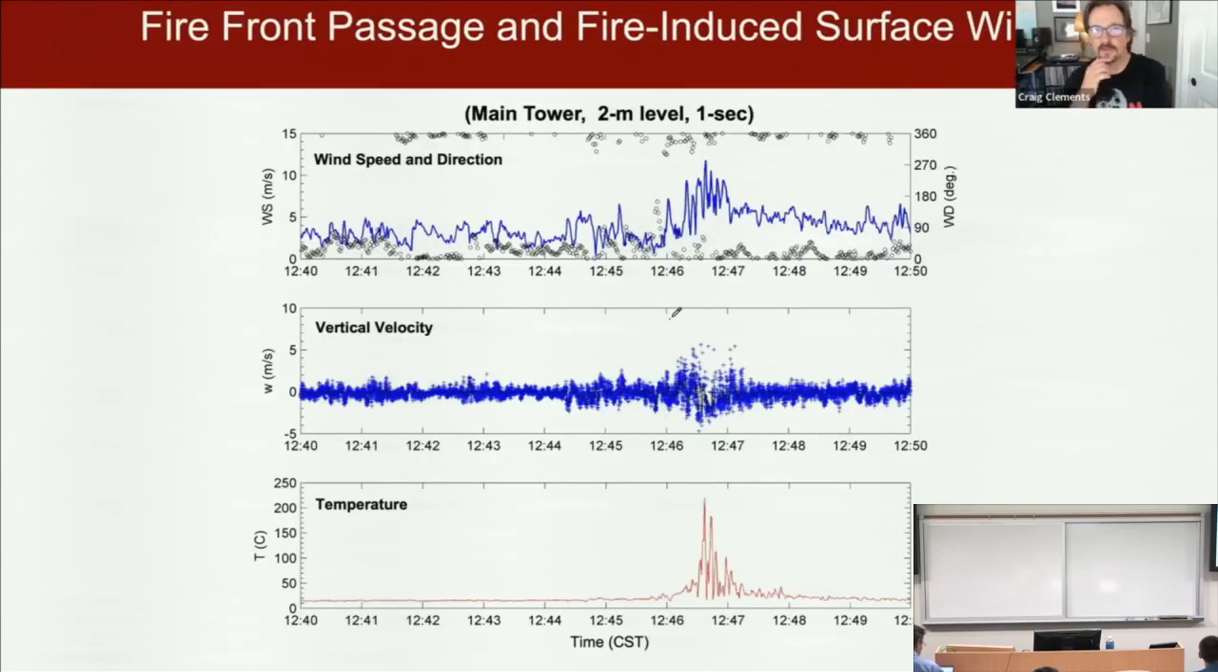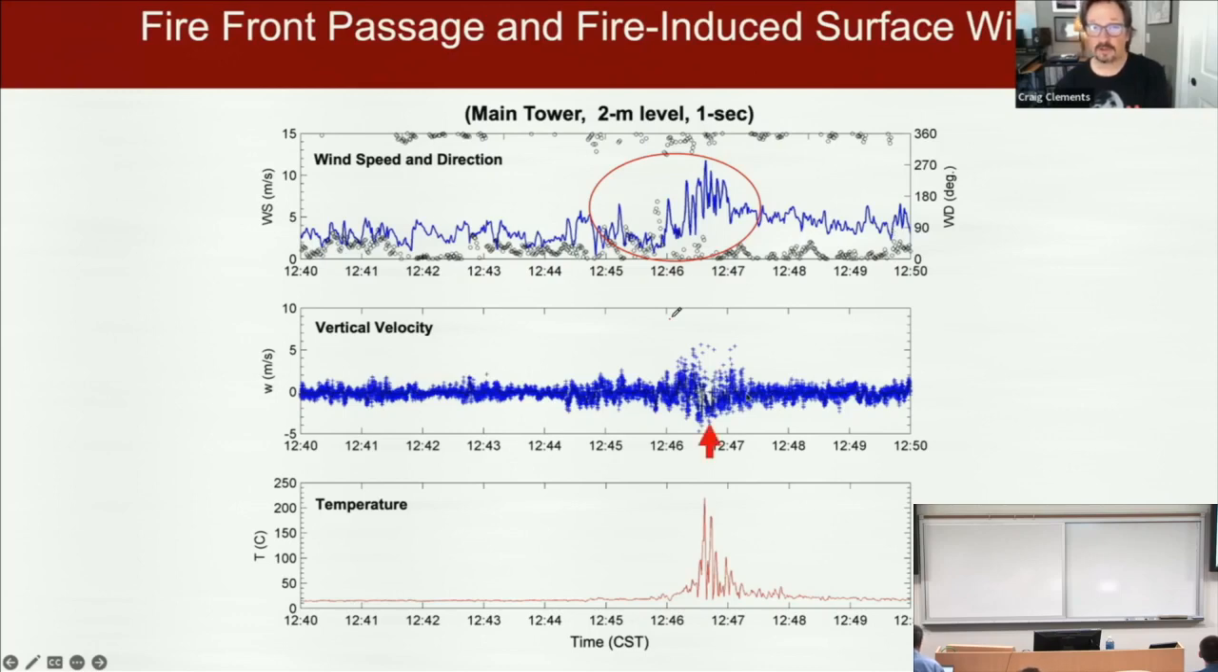Here's an example of surface winds taken during the FireFlux experiment. This is 1 second averages. So the wind speed and wind direction, we can see that in this period, right as the fire front approaches the tower, indicated by this maximum in temperature from thermocouples on the tower, we see a wind reversal of almost 180 degrees. We're going from northerly to southerly. We have an increase from like 2 to 3 meters per second to 8 to 10 meters per second in wind speed. And then as the fire front passes, we get back to our ambient temperature and our ambient velocities and direction.